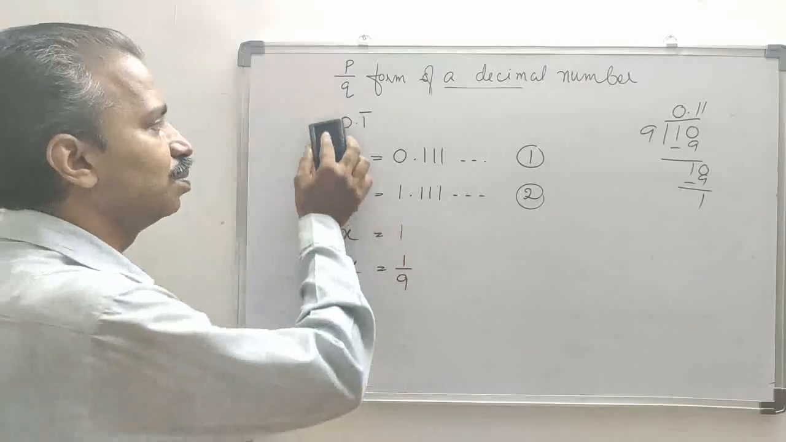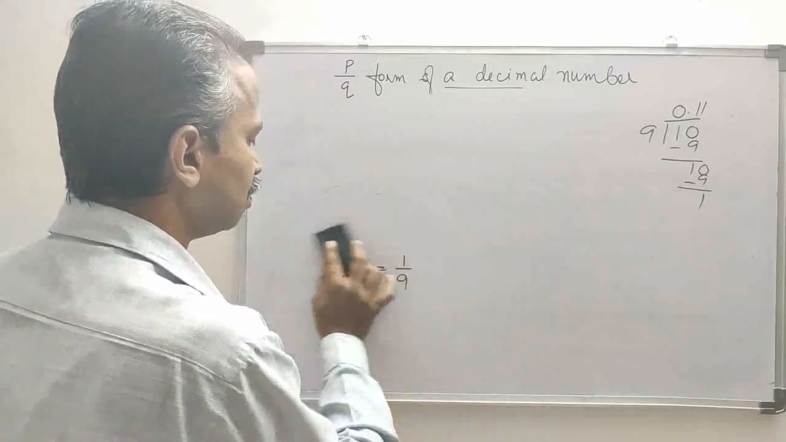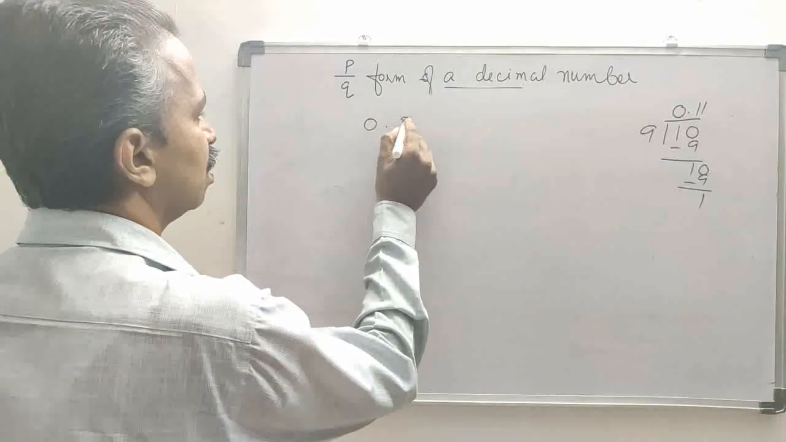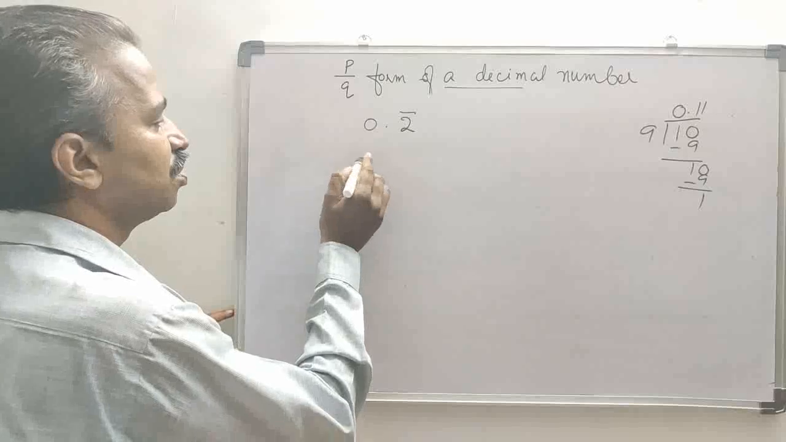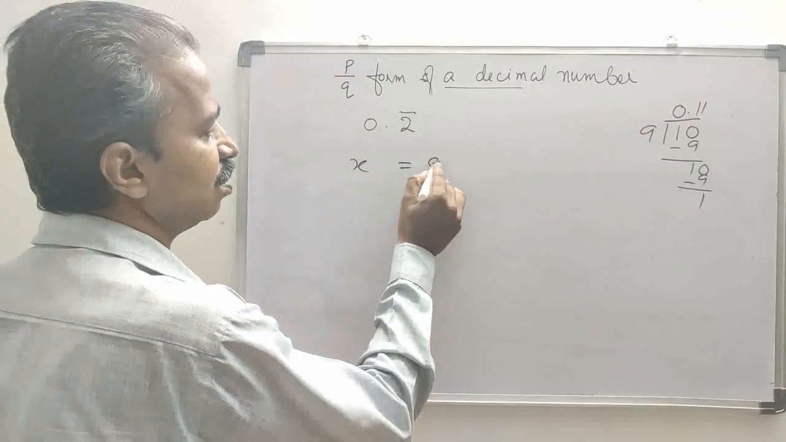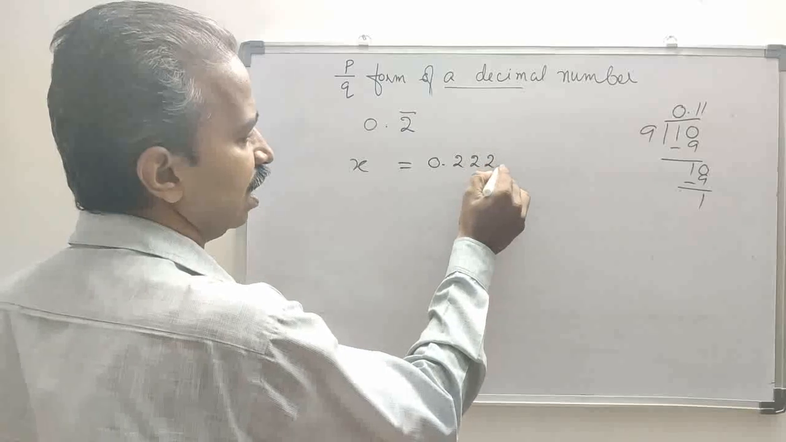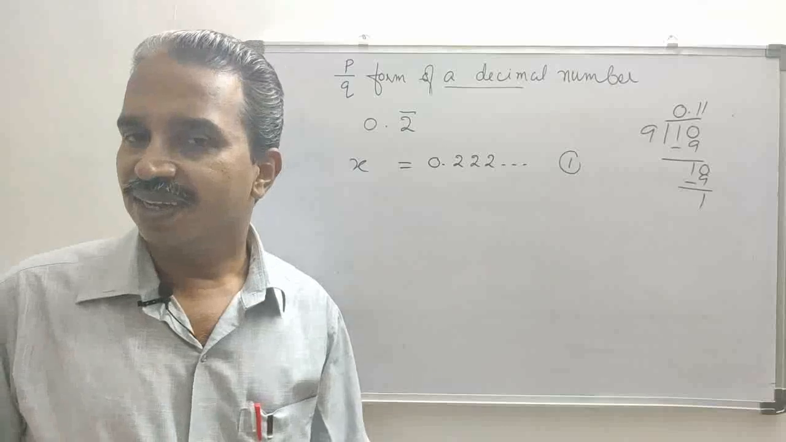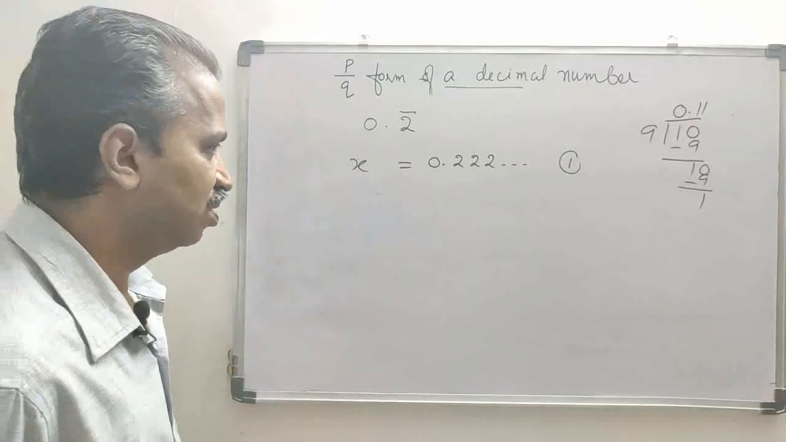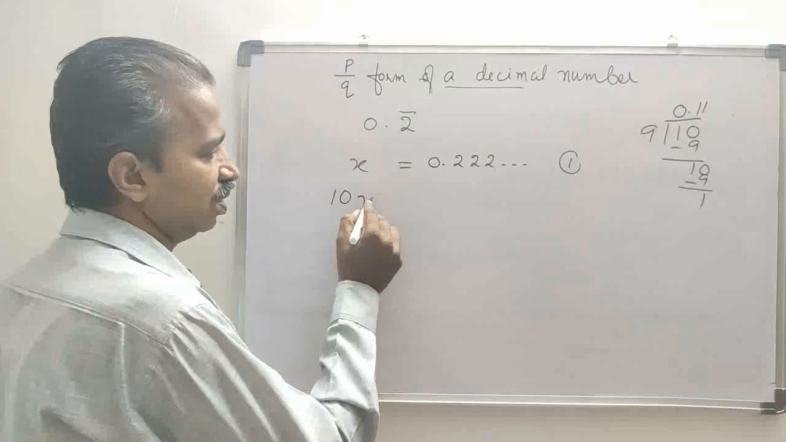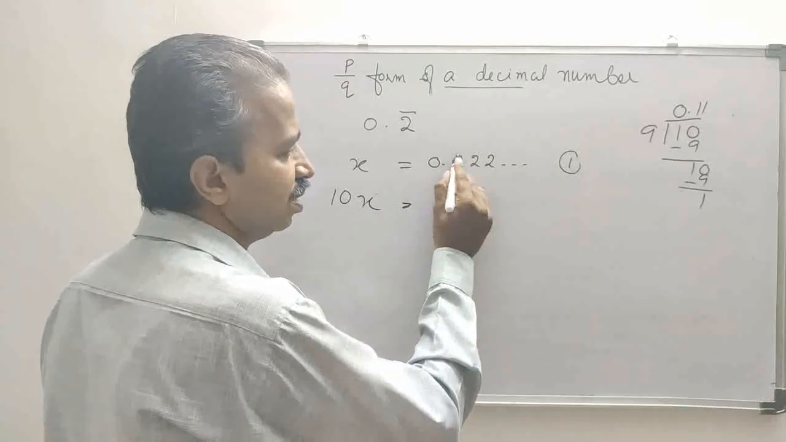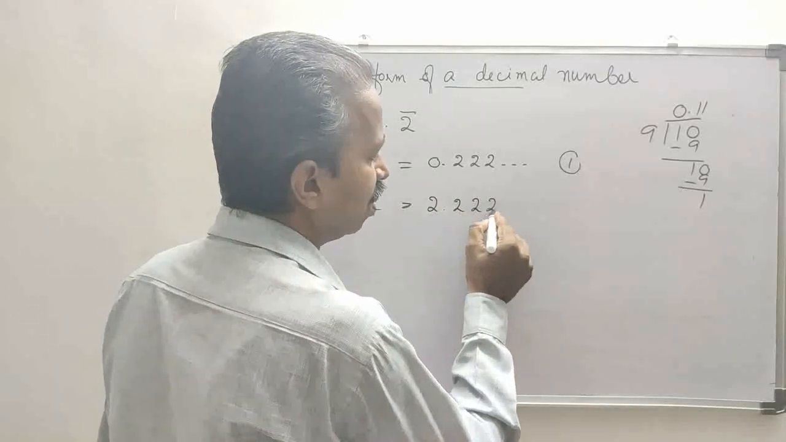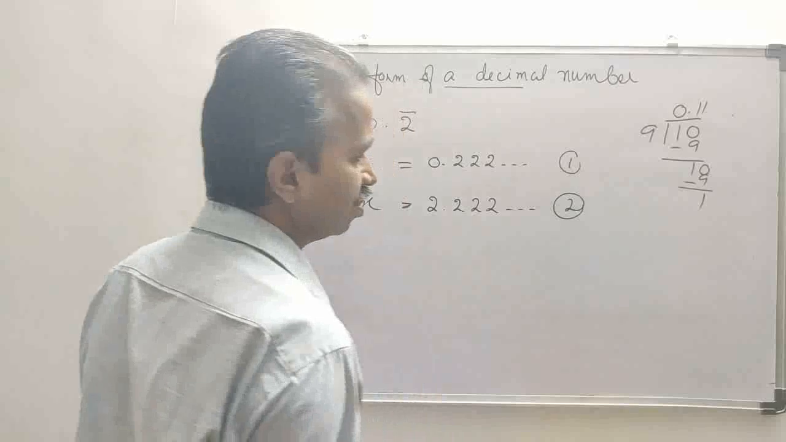Let us take 0.2 bar. What will you get? We take 0.2 bar as x. Suppose x is equal to 0.2 bar, that is 0.222 etc. Proceed in the same way. Only one digit is recurring, so we multiply both the sides of the equation by 10, we get 10x is equal to, when you multiply by 10, the decimal point will move to the right by one digit, we get 2.222 etc. Take this as equation number 2.